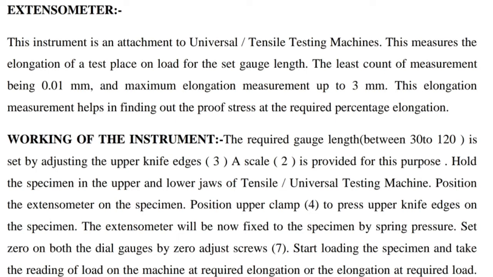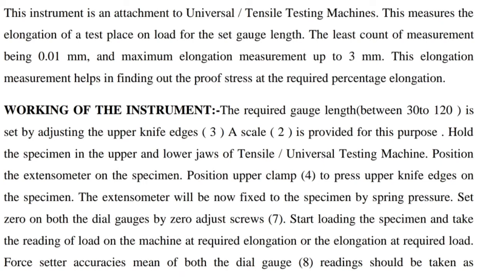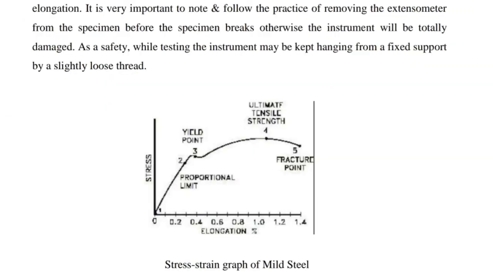Set 0 on both the dial gauges by adjust screw 7. Start loading the specimen and take the reading of load on the machine at required elongation, or the elongation at required load. The mean of both the dial gauge 8 readings should be taken as the elongation.